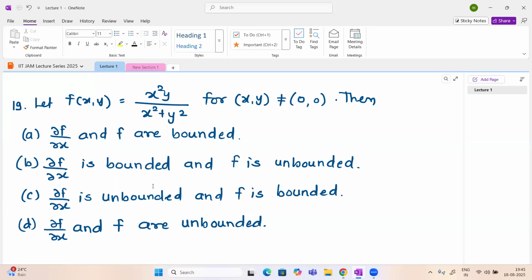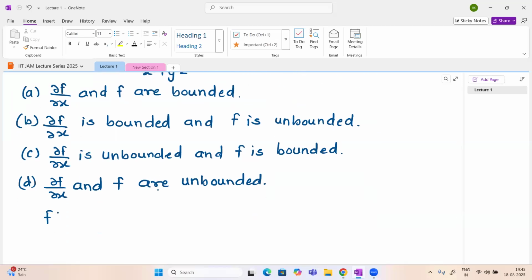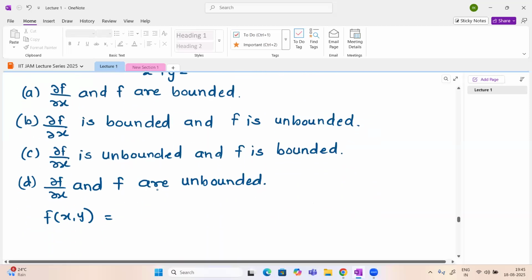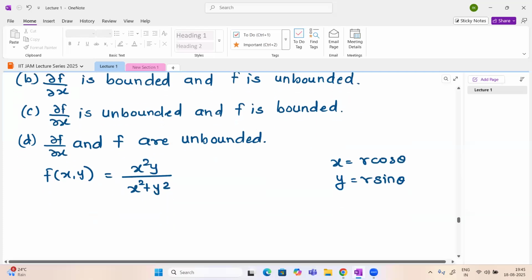So what will I do? I will convert it into polar form so we can easily find it. Let us convert this function f of xy. Let me copy it first. So f of xy is x square y upon x square plus y square. I will convert it into polar form. You know what we do in case of polar form? We put x equal to r cos theta and y equal to r sin theta. Let us put it here and tell me what will you get?